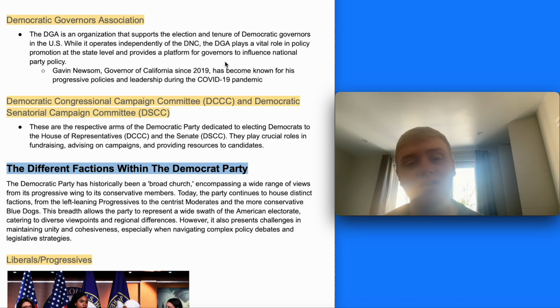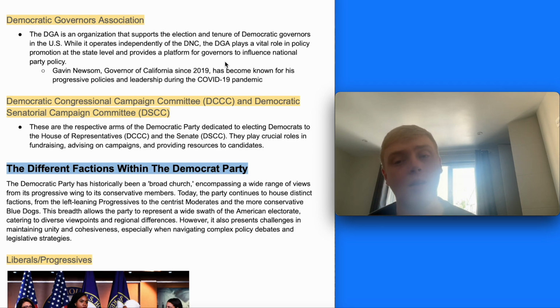There's also the Democratic Congressional Campaign Committee and the Democratic Senatorial Campaign Committee, the respective arms of the Democratic Party aimed at electing Democrats to each of the House of Representatives or the Senate, playing a key role in fundraising, advising on campaigns, and providing resources to candidates. I don't expect that kind of stuff to be really important in any essay, not necessarily to come up. It's useful background in case it could be relevant, potentially in a 12 marker, and just useful for you to know.